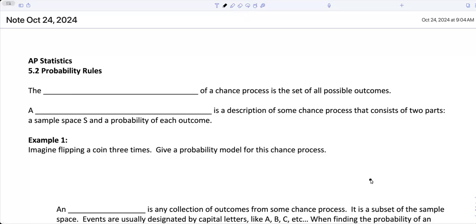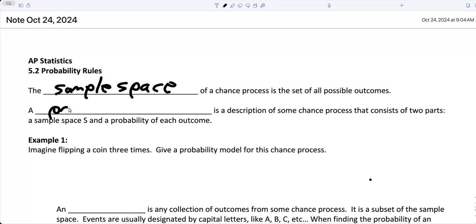Okay, so here we go. First. The sample space of a chance process is the set of all possible outcomes.